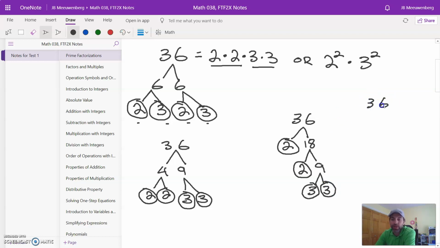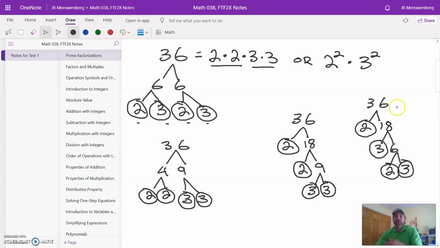And then I'll do it the last way. It's also starting out with 2 and 18, but then instead of 2 and 9, you could do 3 and 6. 3 is prime, 6 is not. Keep going with the 6. 2 and 3. So what you're going to find here is that the number 36, no matter which way you slice it up, is going to be composed of these 4 prime numbers.